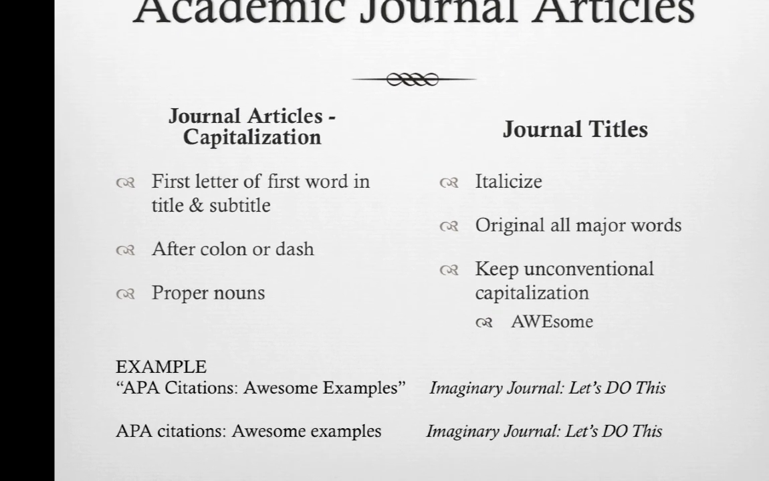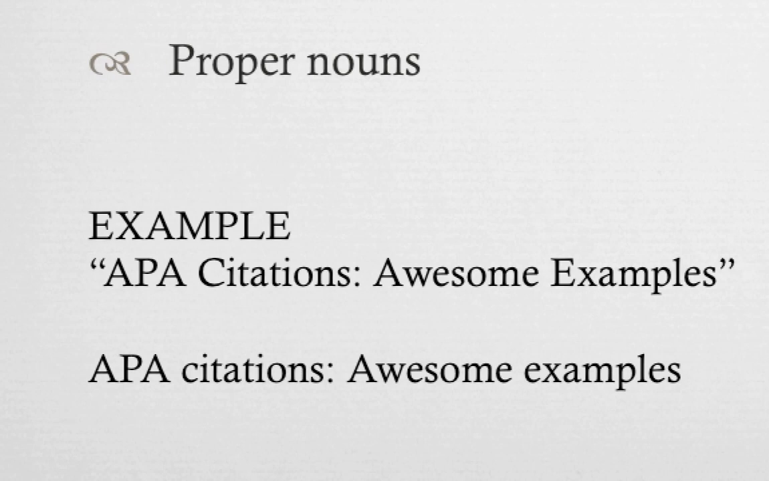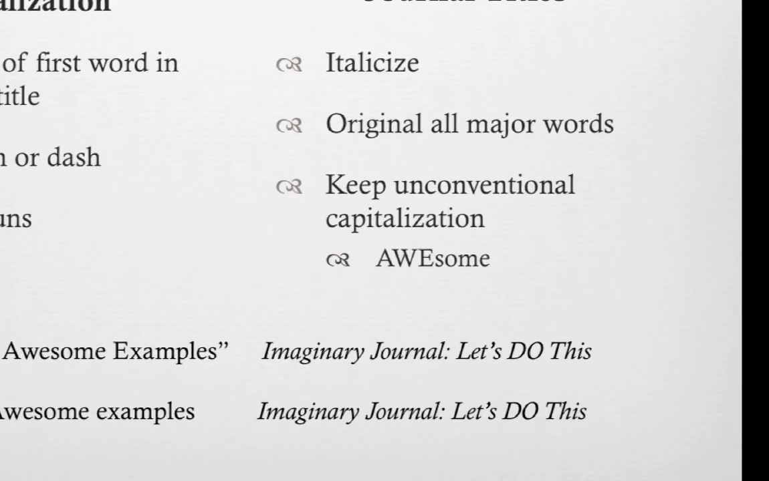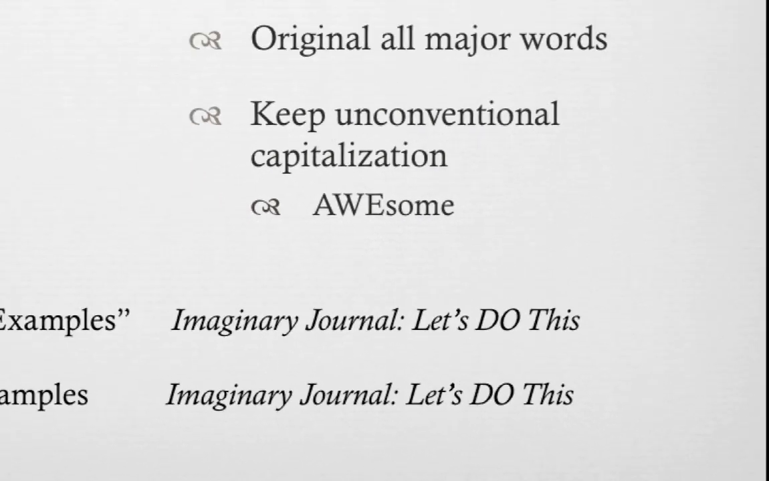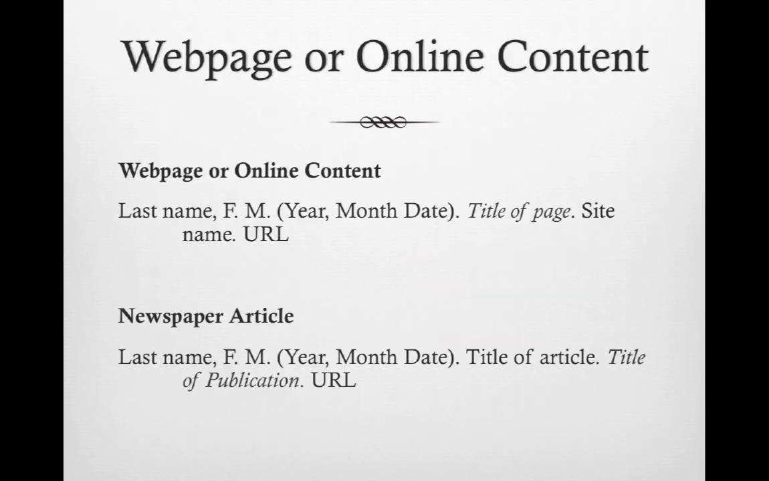For example, you might have an article title that is called APA Citations, Awesome Examples. On the first line, this is how it might originally appear. Below it, you can see how it should be formatted in your reference page. When you look at the journal title, you could see that it's basically formatted the exact same way originally and in your reference page. Let's talk about how to format your citation for a web page or other online content.